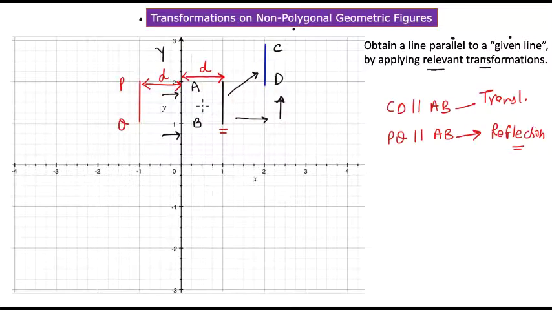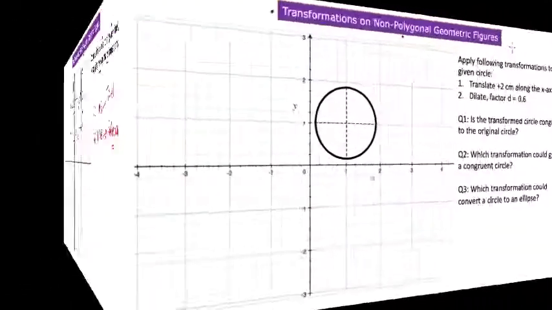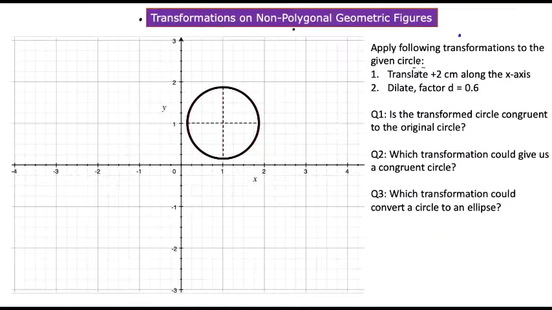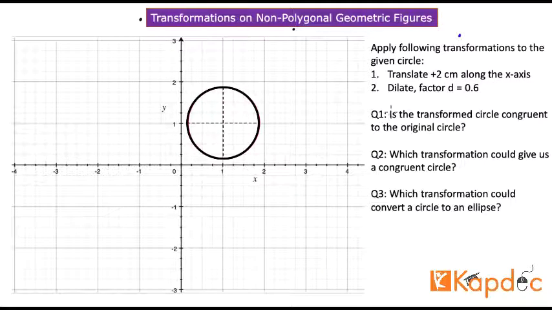So now let's take a look at a different example. Alright, take a look at this example. We have to carry out a few things here. Apply the following transformations to a given circle. First is translation by some units, then we have dilation by some units, and then we have to answer these 3 questions. Okay, so let's take one step at a time.